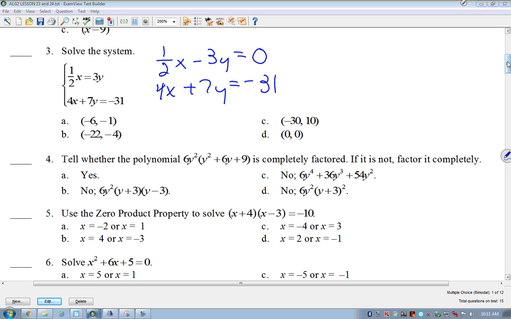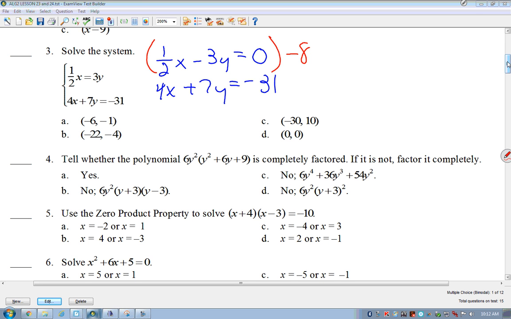Just to help you out with this one, I'm going to multiply the top equation by a number so that I can eliminate the x value. If I multiply it by 2, 1/2 times 2 is just 1, then I would wind up with 1x, but that's not opposite of 4x. I need it to be opposite of 4. It's only 1/2, so I'm going to actually have to multiply the top equation by negative 8.